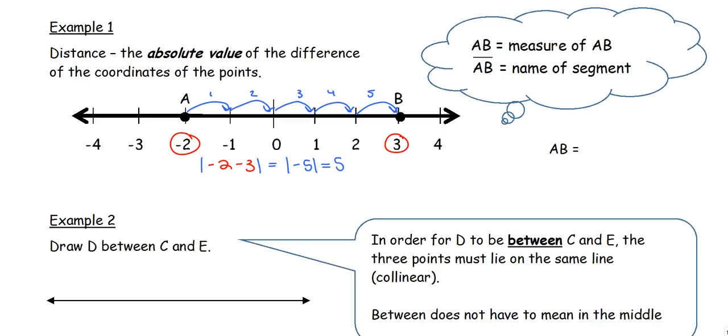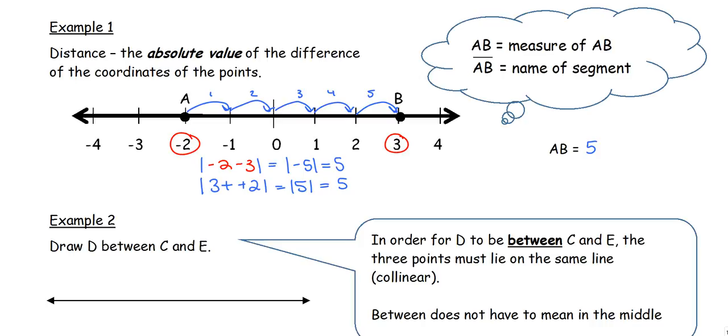Now it doesn't make a difference of which number you subtract from the other. If I went the other direction and did 3 minus a -2, minus a negative means I'm adding, that gives me the absolute value of 5, which once again is going to give me a +5 answer. So as you guessed from the very beginning, the distance or the measure of segment AB is going to be a +5.